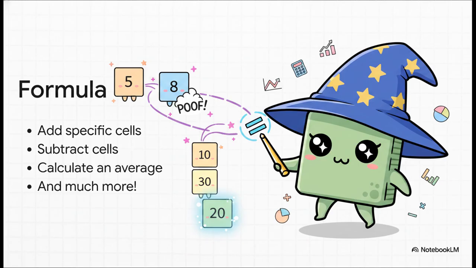I mean, imagine you have a column with 100 different expenses. Instead of pulling out a calculator, you just click an empty cell, type a simple formula, and boom, you have the total instantly. You can get averages, find the highest sale, track your profit. The database starts doing the heavy lifting for you.